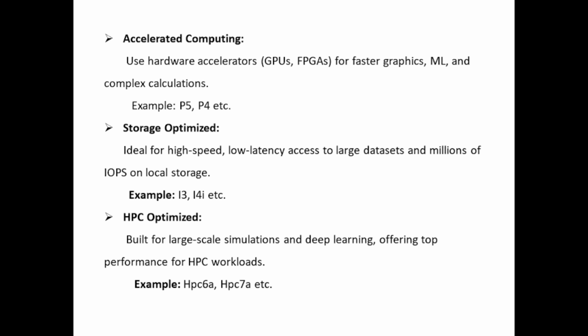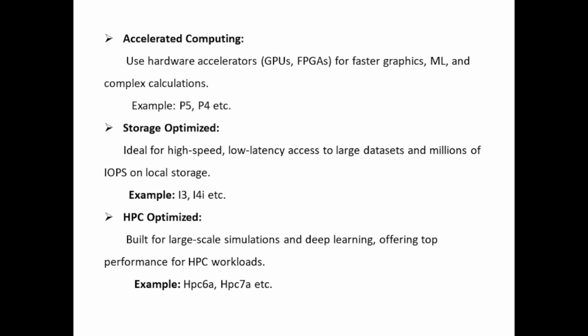Now let's look at the specialized EC2 instance types for more advanced workloads. Accelerated computing instances use hardware accelerators like GPUs and FPGAs to speed up tasks like graphics processing, machine learning training, and complex calculations. If we are working on AI, ML, or video rendering, these are the way to go. Examples: P5, P4, etc.